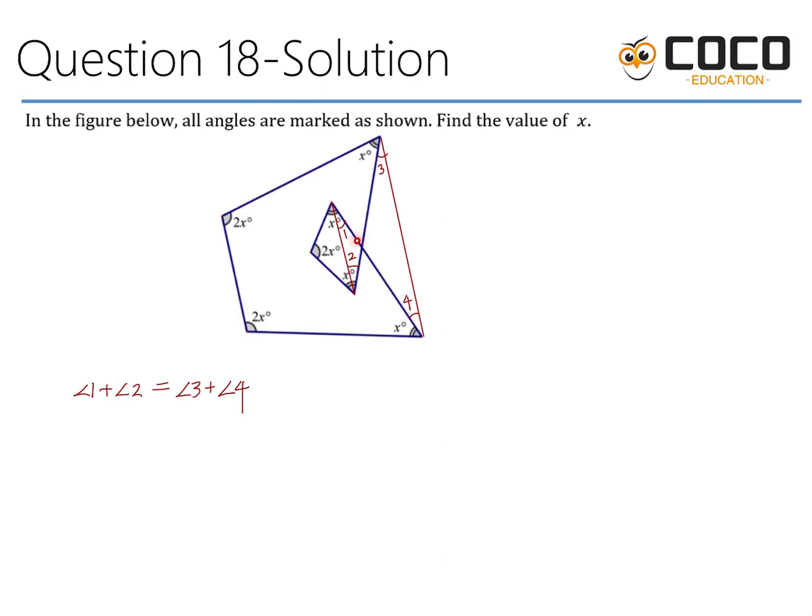This is because the vertically opposite angles are the same. So sum of interior angles is 180. So these two, the sum equals to 3 and 4 added together. So we shift part of the x here, the 1 and 2, into the angle 3 and angle 4.